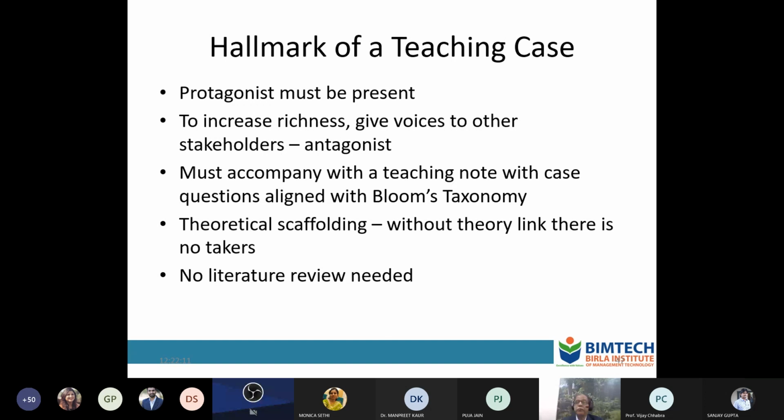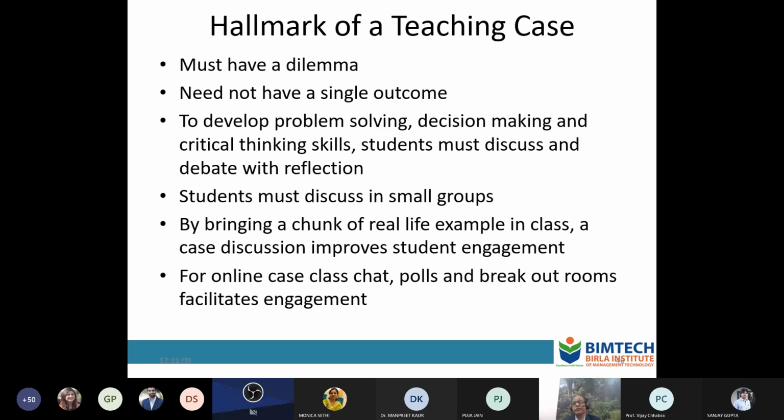So apart from breakout rooms, there are two other tools which are very helpful. You must use them. Polls. Polling will not only keep students engaged, but the results will also capture whether the student has understood or is totally out of focus.